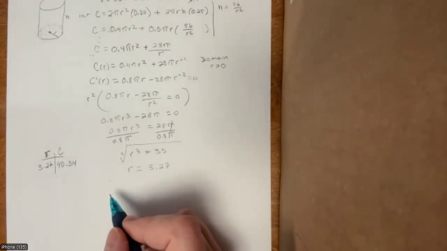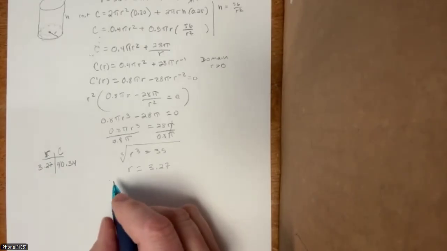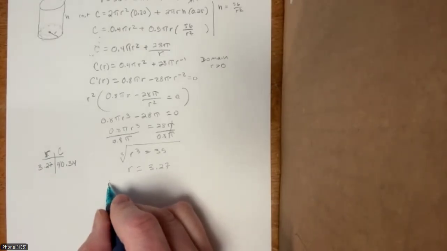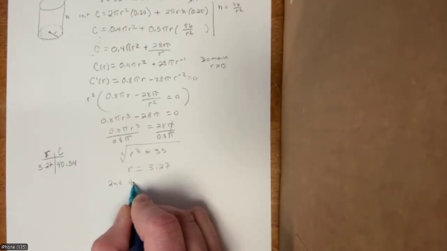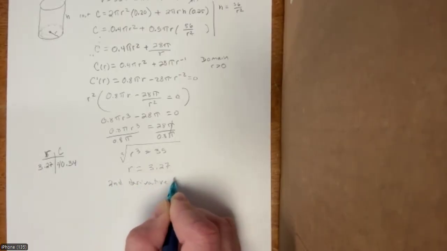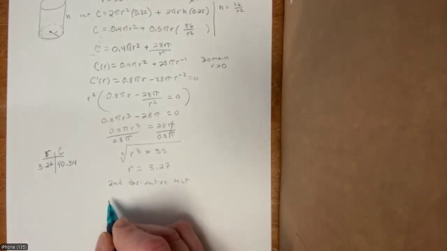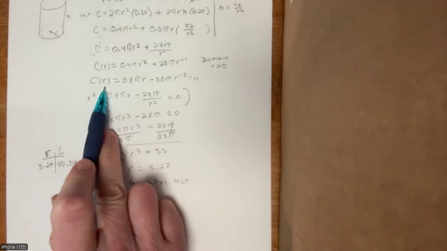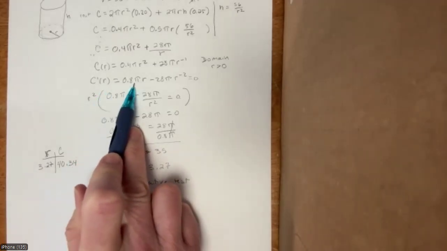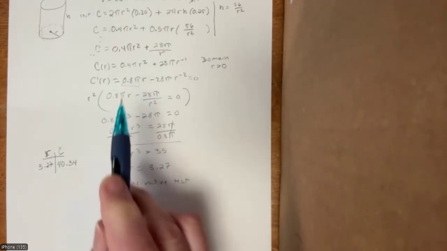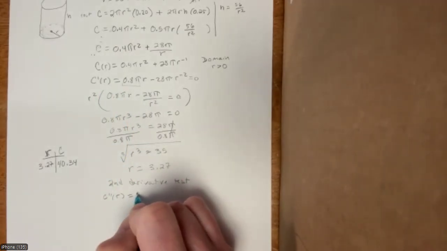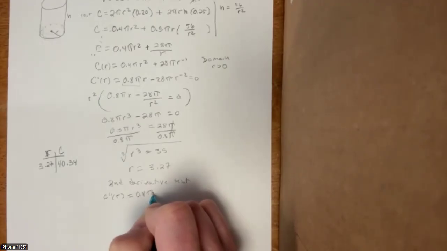Two of our possible ways to check are to do sign graph analysis on the first derivative, or we can use the second derivative test. So let's do the second derivative test. So first we have to take the second derivative. So here's our first derivative. So all of this is a coefficient times a variable. So that becomes just the coefficient. So 0.8 pi, no r.